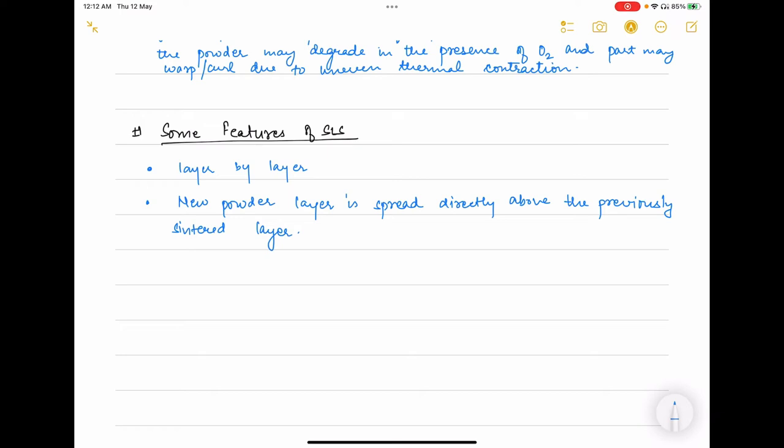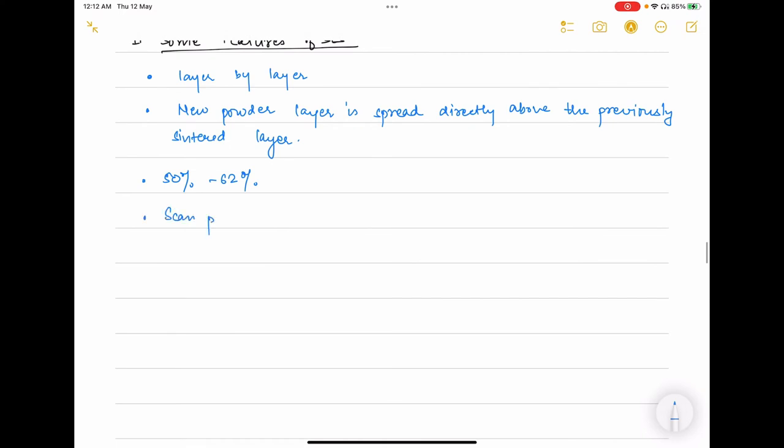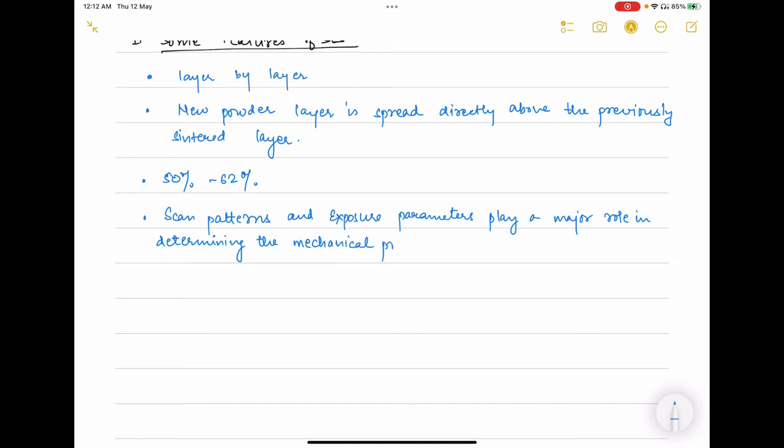Now, as we have discussed, the densities range from 50% to 62% typically, and mechanical properties are better if packing density is higher. So, scan patterns and exposure parameters play a major role in determining the mechanical properties. So, what are these scan patterns? Let us discuss those.